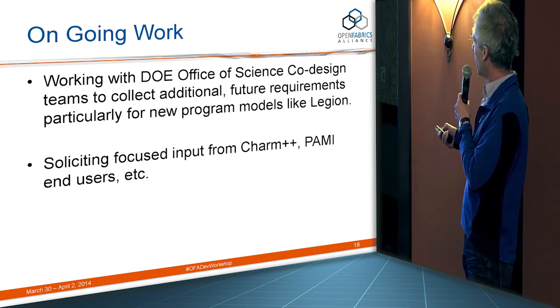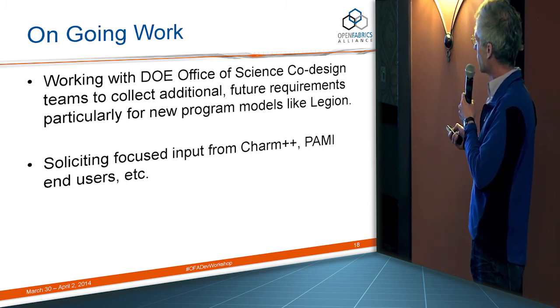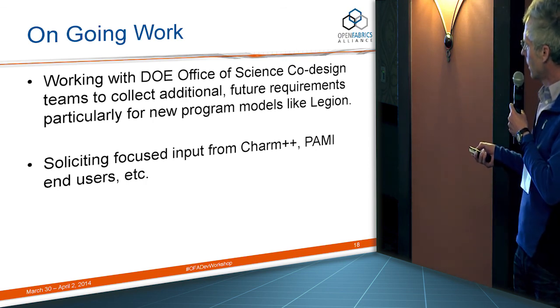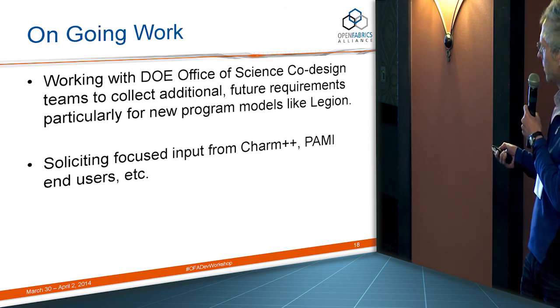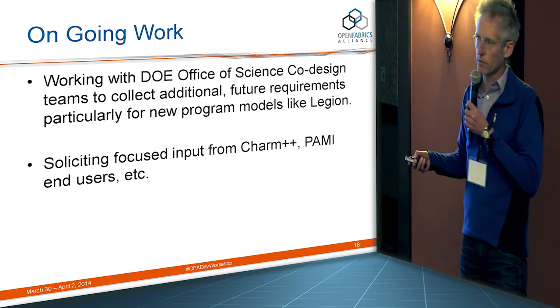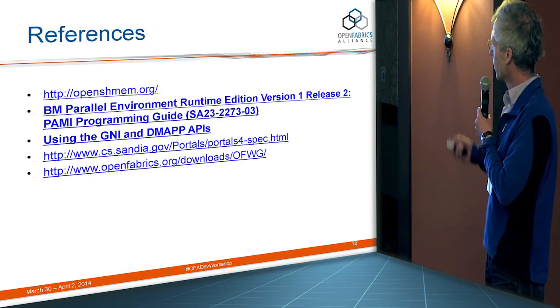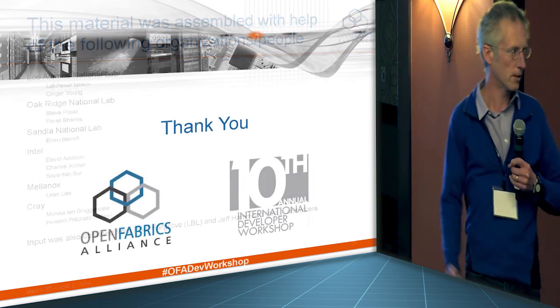branch of a code. They have this programming model called Legion at one of these co-design centers we want to study closely. They seem to have some particular requirements, they think, for future NICs. And then we'll also be soliciting focused input from the Charm++ and end users of the PAMI API. The PAMI API seems to encapsulate a lot of the requirements for active messages. Here are some references that we included in the old talks. That's it.